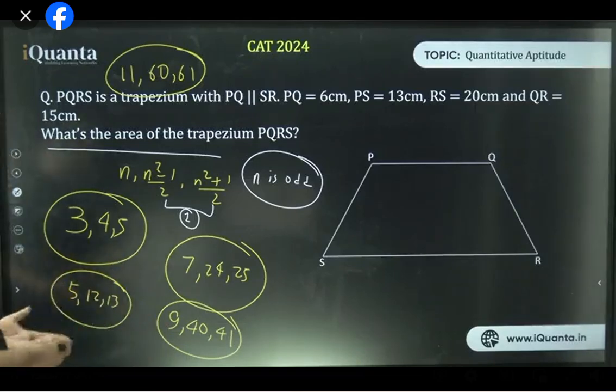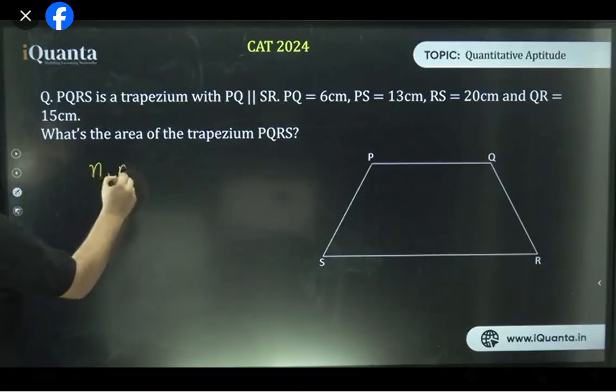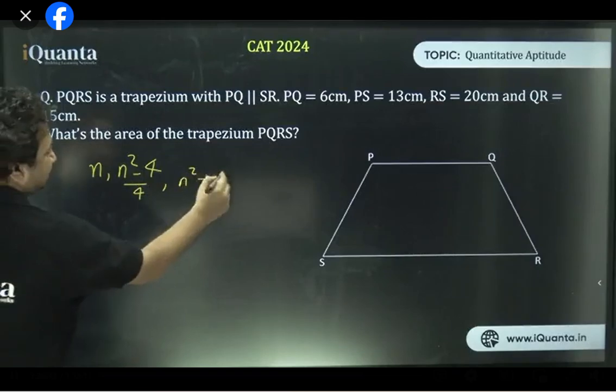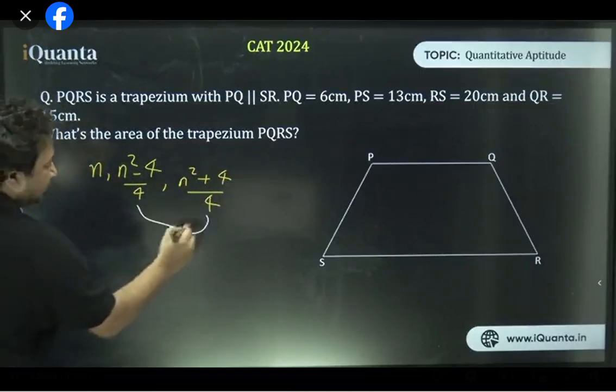So let me do something like this for the even case also. In even, the case was n square minus 4 by 4 and n square plus 4 by 4. Tell me something. What's the difference between these two? It's 2. Yes or no?